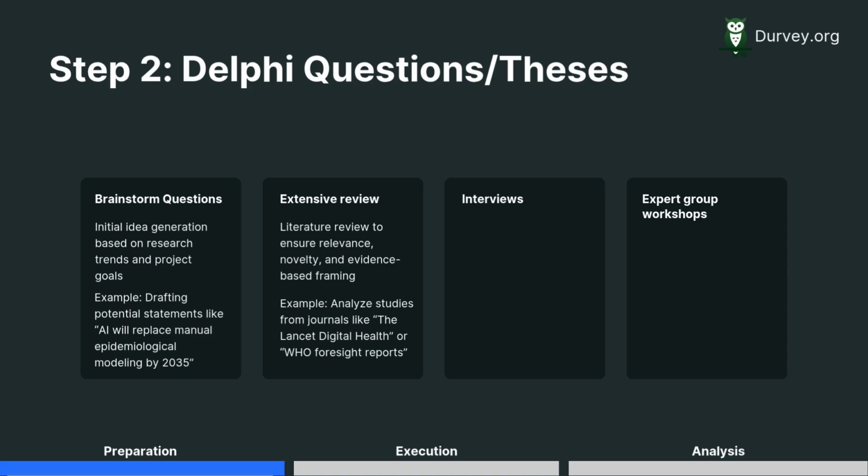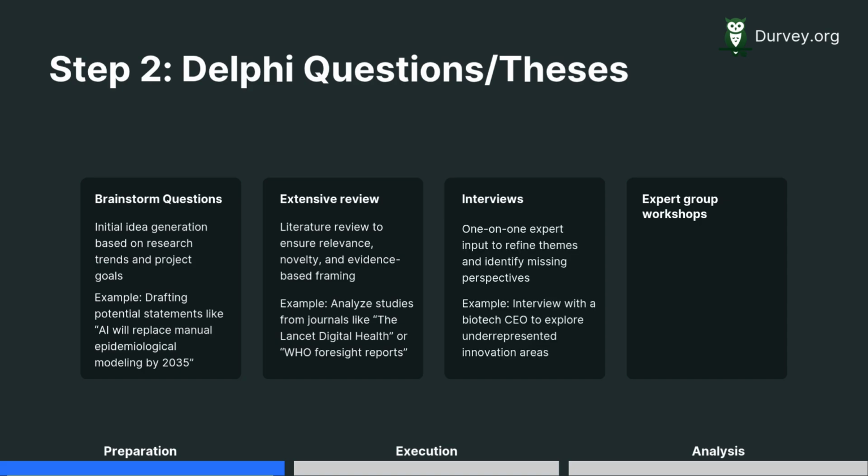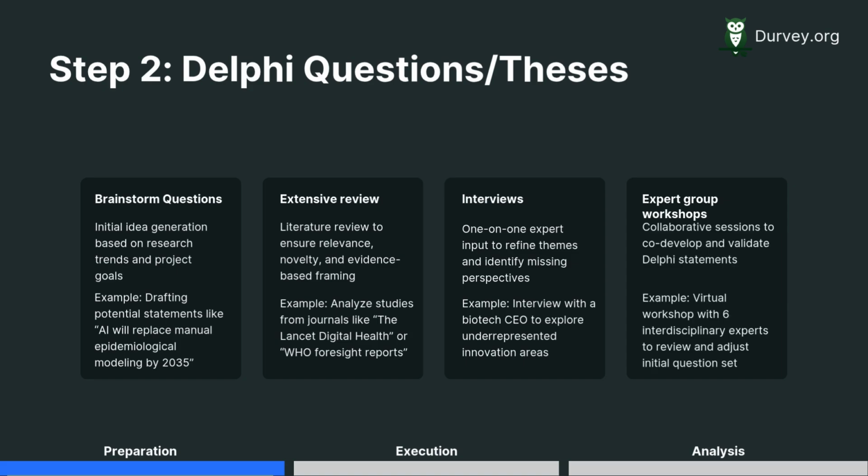3. Conduct interviews. Talk to experts or professionals to refine your understanding and spot missing perspectives or biases. 4. Host expert workshops. Organize a workshop, online or offline, to co-create and review Delphi theses with a small, diverse expert group. This ensures relevance, clarity, and balance of your statements.